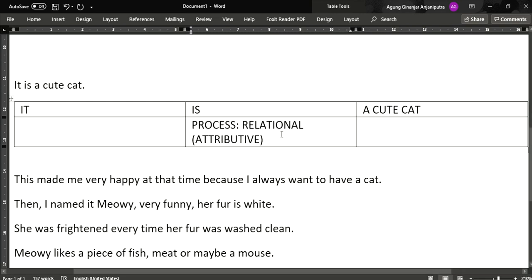So since the process is relational, this one functions as carrier and this one the attribute. Yes, it's not token and value, since token and value are the participants of the relational identifying process. So this one is carrier and attribute.